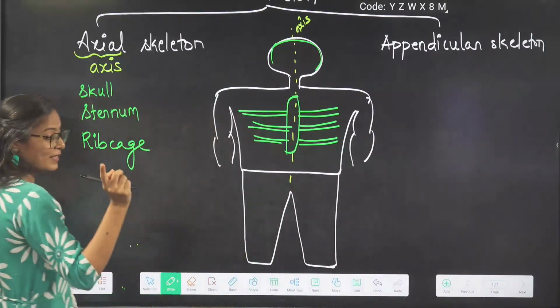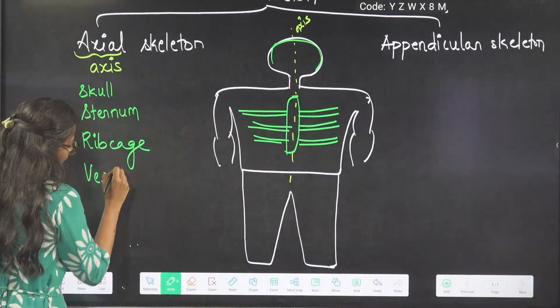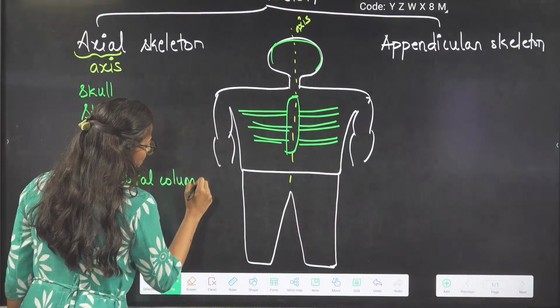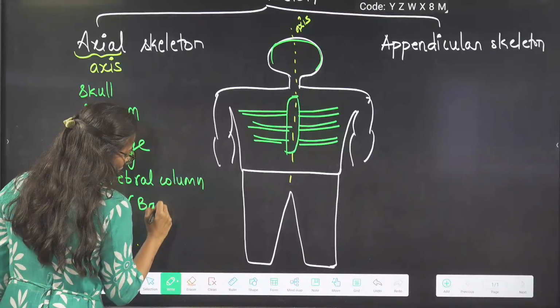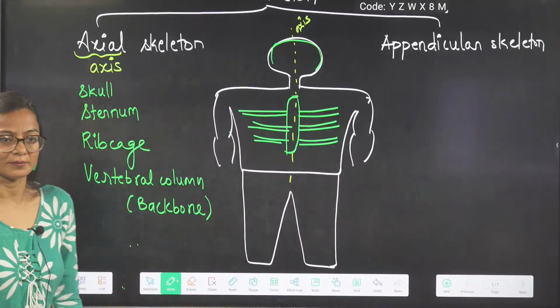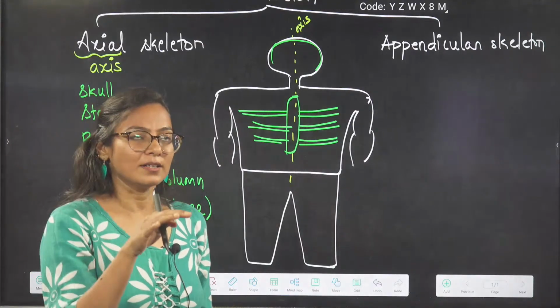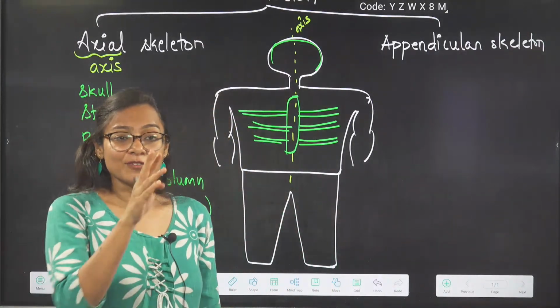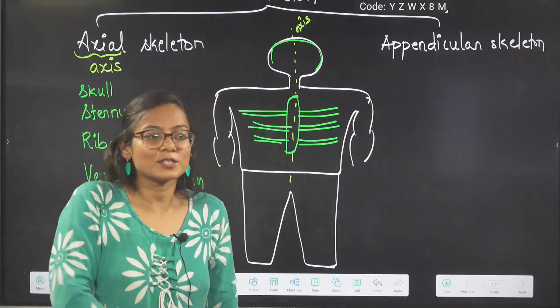No, it is not the spinal cord. It is either called the vertebral column, or in simple terms it is called backbone. Spinal cord is present inside the backbone. That I'll tell you today. Spinal cord is a part of your nervous system, and it is present inside the vertebral column. Vertebral column in fact protects the spinal cord.